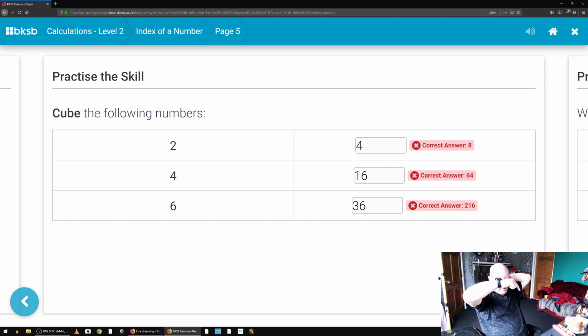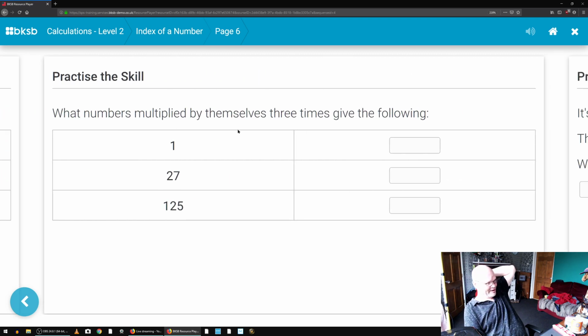So a cube is 2 by 2 by 2. 2 times 2 is 4, times 2 is 8. 4 times 4 is 16. 16 times 16 is 64. 6 times 6 is 36. 6 times 36 is, I said that wrong as well, 216. Right, I know that one anyway. I just got to read the question.